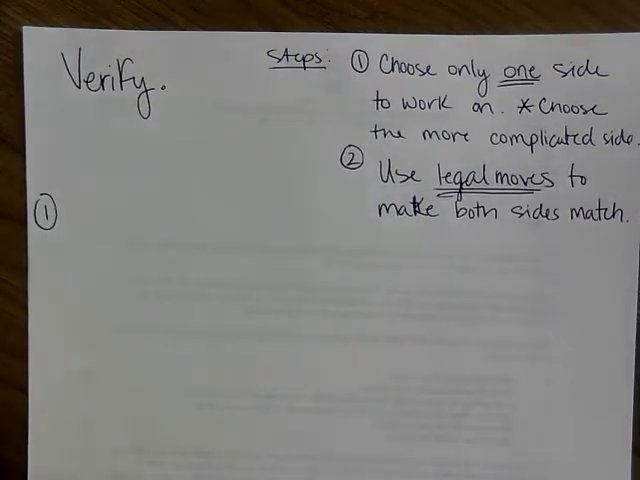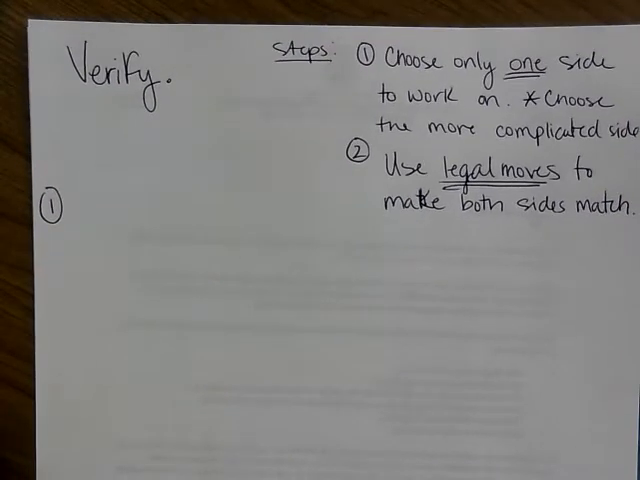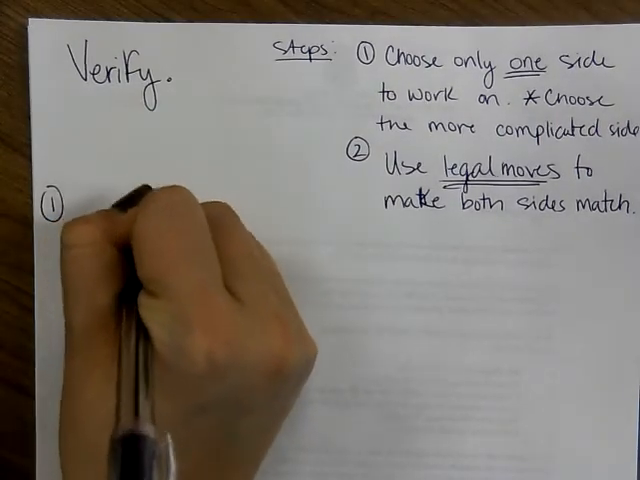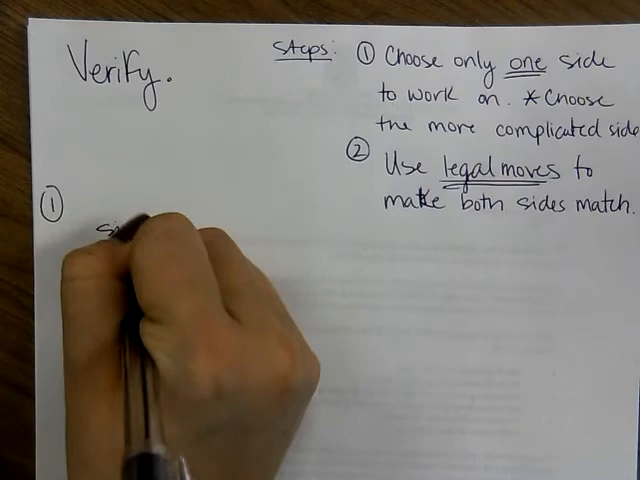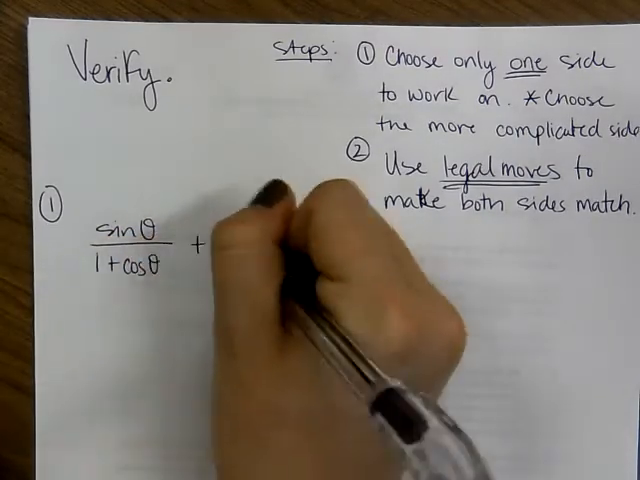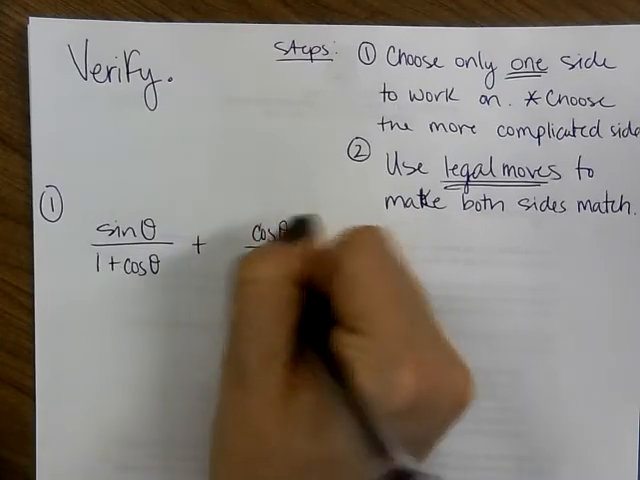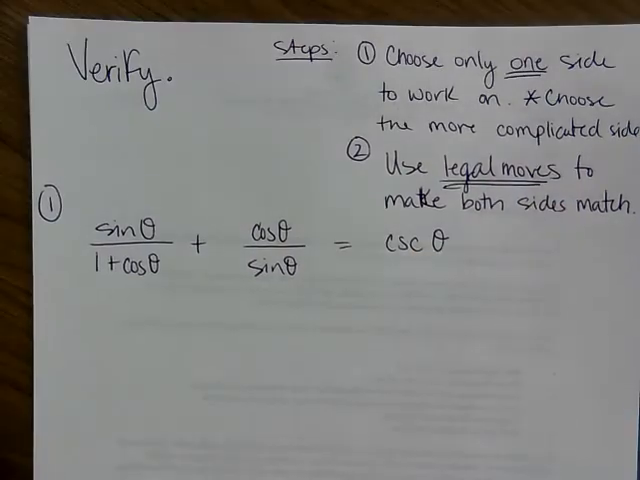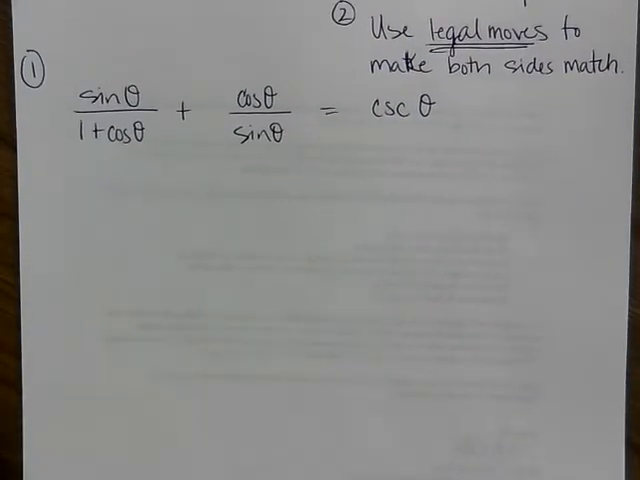I don't know what you want to call this, if you want to call it 8 or 1, I don't know. I'm kind of switching things up today. All right, let's go with sine of theta over 1 plus cosine of theta, plus cosine of theta over sine of theta, equals cosecant of theta. You can tell the difference between simplifying and verifying because there's an equal sign. It's an equation, all right?